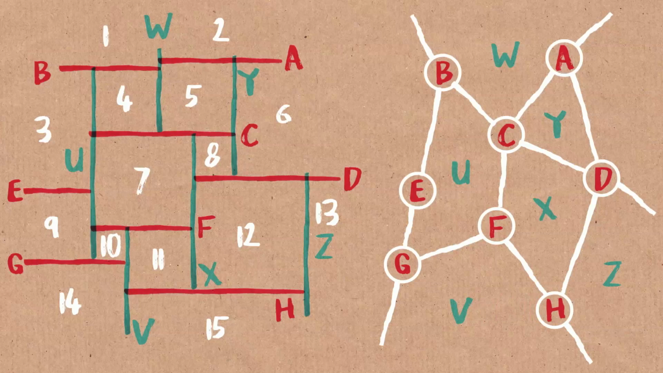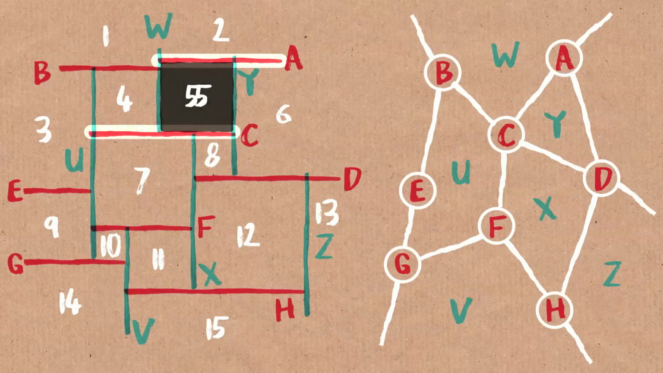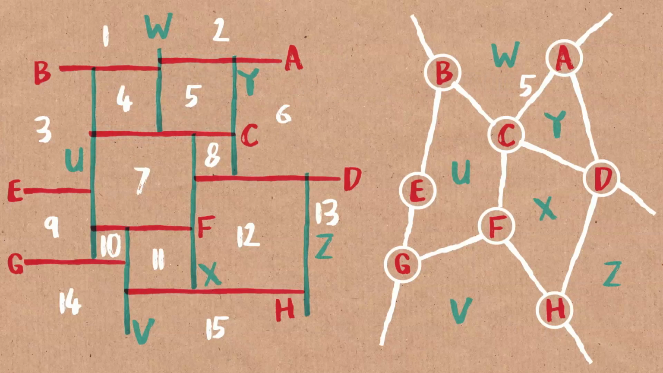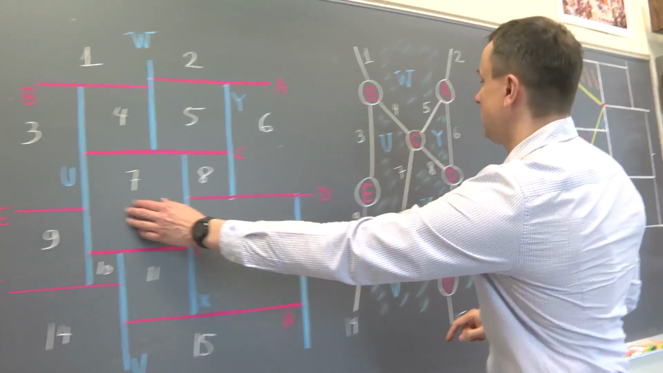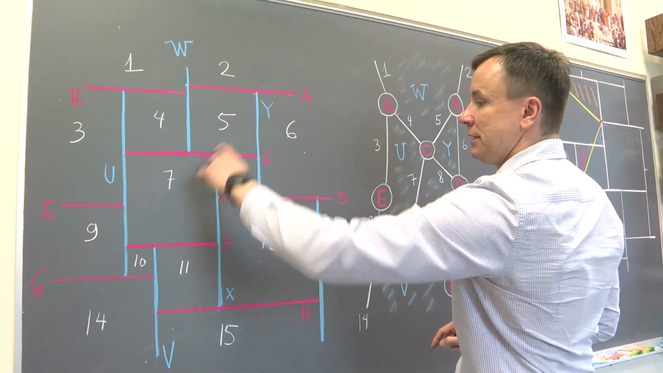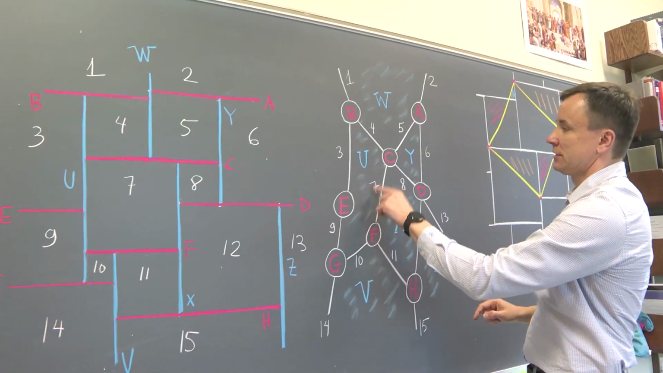And what are the edges? The edges is when the square, so say square 5, has a line at the top and a line at the bottom. So here the 5 is between A and C. And so 5 is this edge here that connects A to C. And so maybe this square 7 goes between C and F. And so here's this edge 7, C and F.